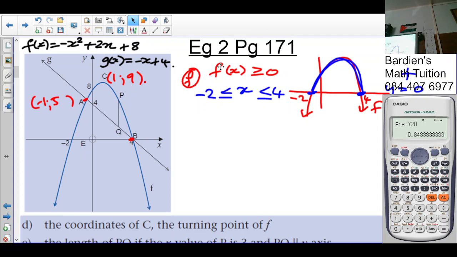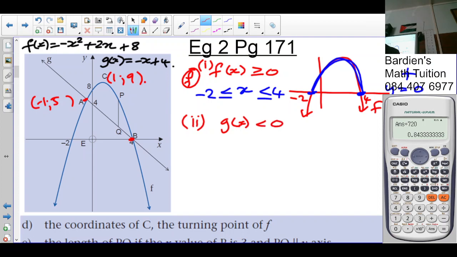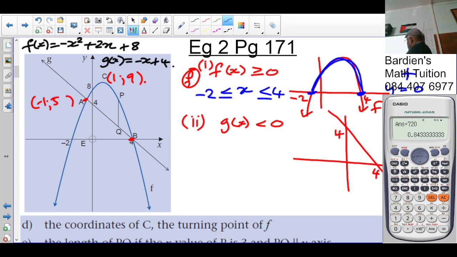Then the next question says, where is g of x less than 0? So I do the same. This is 4, that was 4, and this was 4. If it says g of x is less than 0, that means you say where the graph is below the line. So where is the graph below the line? For x is more than. Can you see that, people?